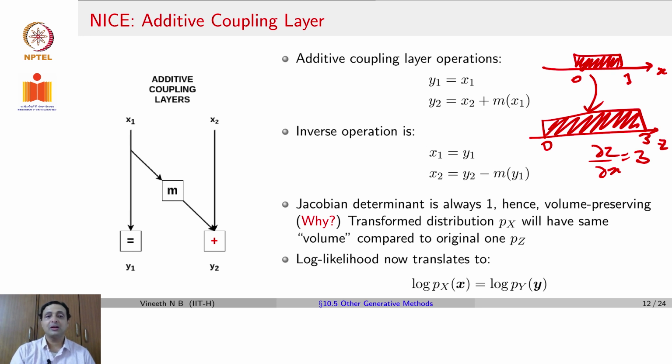So when the Jacobian determinant is always 1, as in when you have an additive coupling layer, it is a volume preserving operation. So in this case, the log likelihood becomes very simple. The determinant of Jacobian term is always 1, so that term would disappear and you would have the log likelihood of px be the log likelihood of y itself.